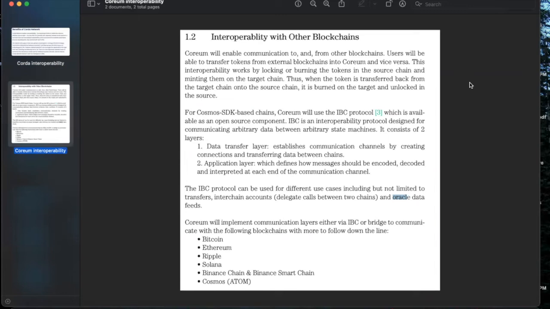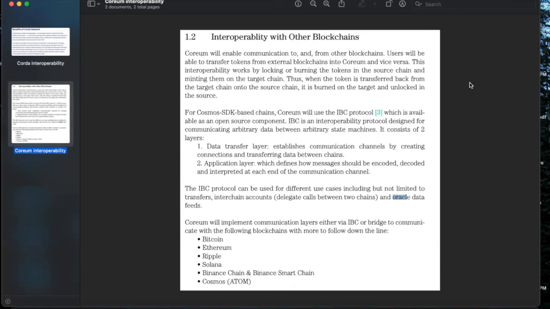Users will be able to transfer tokens from external blockchains into Coreum and vice versa. For Cosmos SDK-based chains, Coreum will use the IBC protocol, which is available as an open source component. IBC is an interoperability protocol designed for communicating arbitrary data between arbitrary state machines. It consists of two layers.